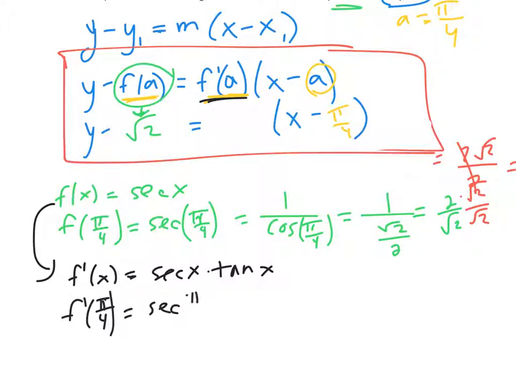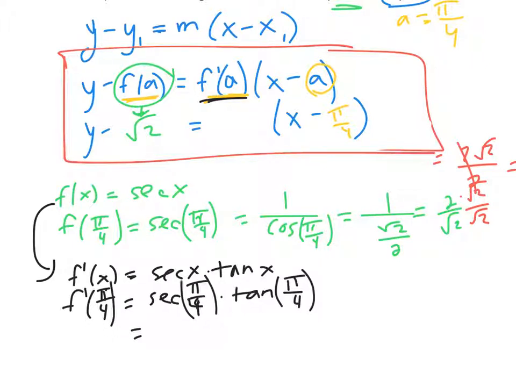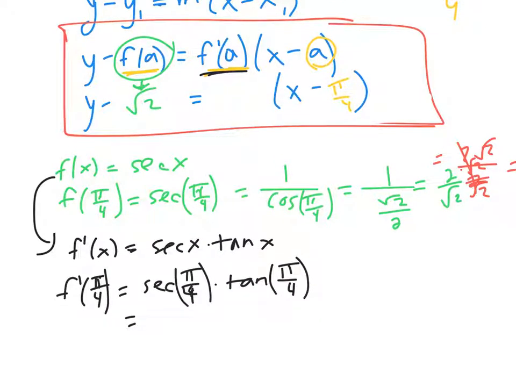is secant of pi over 4 times tangent of pi over 4, which is secant of pi over 4 is 1 over cosine of pi over 4, which is 1 over radical 2 over 2. And tangent of pi over 4 is 1, because that's sine over cosine, which is radical 2 over 2 over radical 2 over 2. So I'm getting 1 over radical 2 over 2 times 1. They're both positive because I'm in my first quadrant.